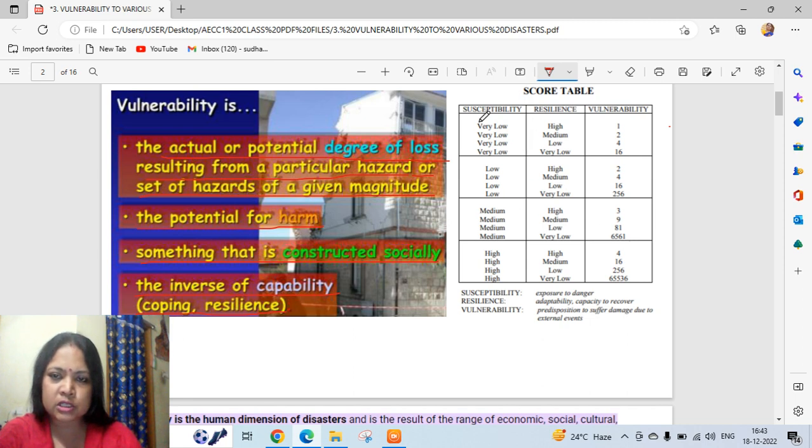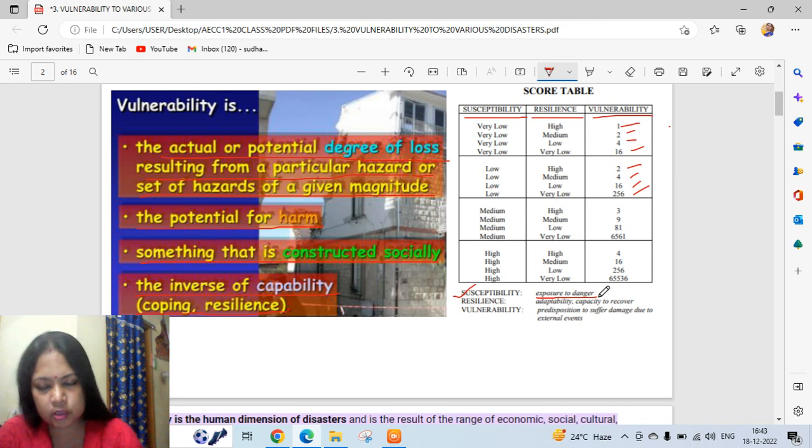But here it is also seen that there is a score table in vulnerability. Here you see the vulnerability score, so the scores 1, 2, and so on are marked in this way. How is it calculated? Suppose you see one column is for resilience and one is for susceptibility. What is the meaning of susceptibility? It is written here that susceptibility is exposure to danger. So people are exposed to danger, and not only people but also our property.